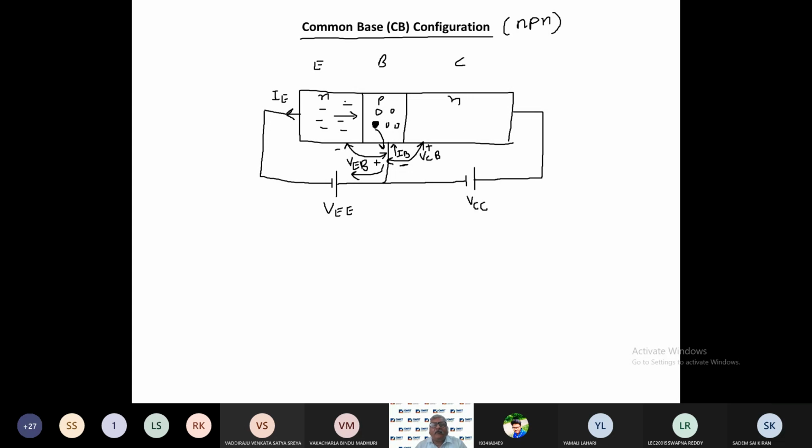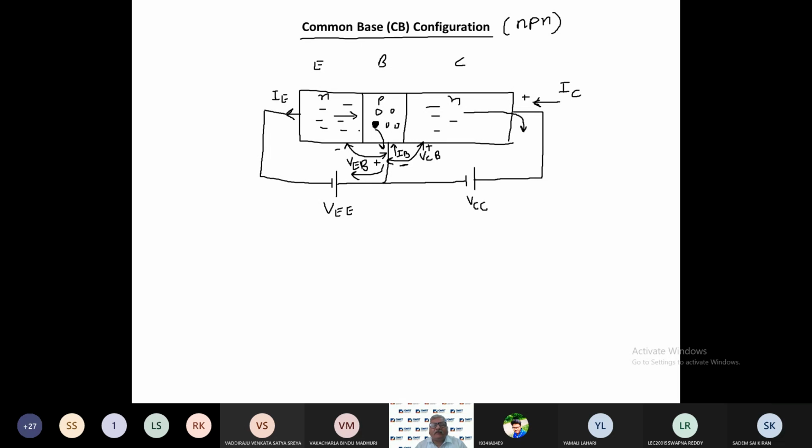So few electrons which are moving from emitter to base, few will recombine with the holes and form the base current. Remaining electrons will be attracted by the positive terminal of the collector, so they will reach the collector side. Now the direction of the current at the collector terminal will be inward, which is opposite to the direction of the movement of the electron. So here you will find IC. So there are 3 currents.